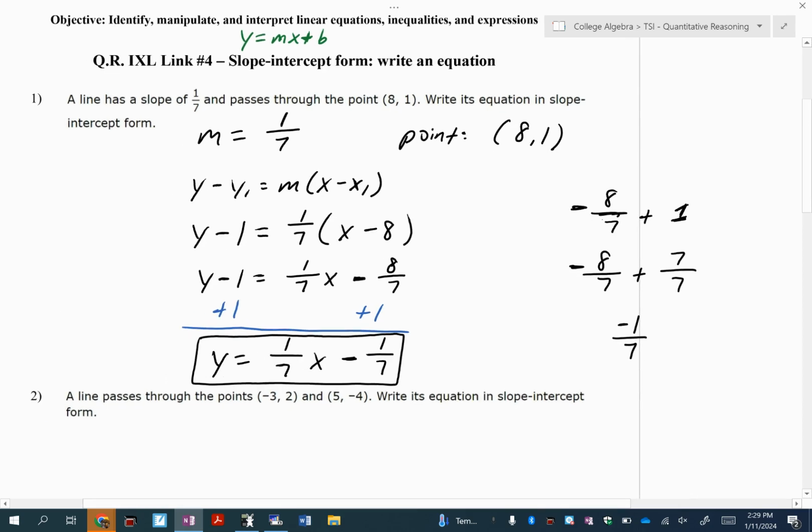Questions on number 1? Is it too much? I don't think it is. Any questions on number 1? I've got one more to do. Let's do number 2.